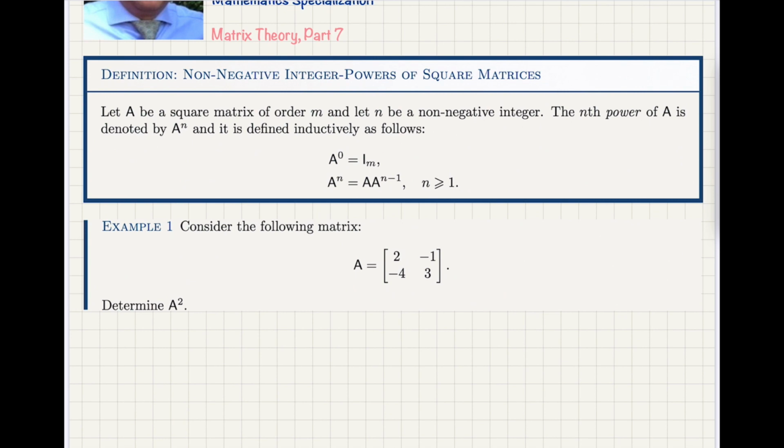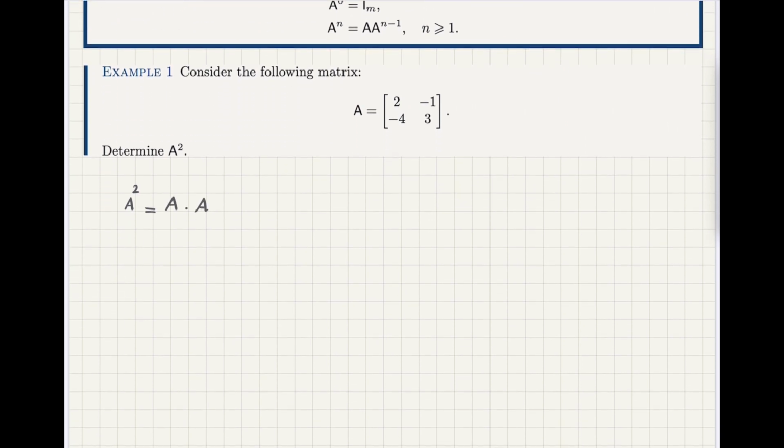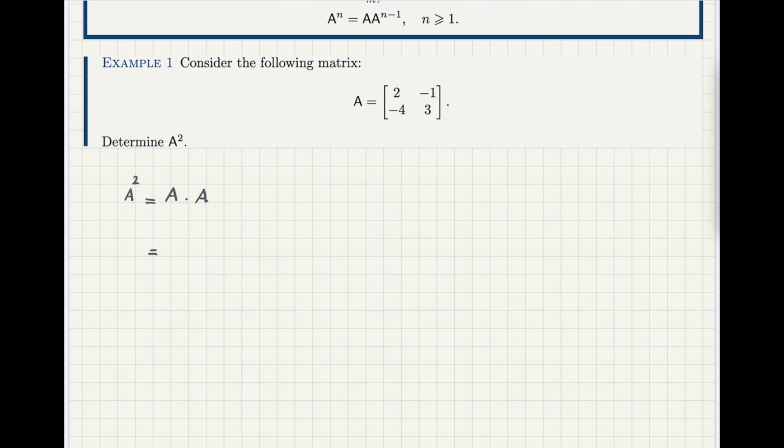Let me do an example very quickly. Consider the following matrix, and determine A squared. If I want to determine A squared, I need to use the definition, meaning that A should be multiplied by itself. So I have to multiply this matrix by itself.